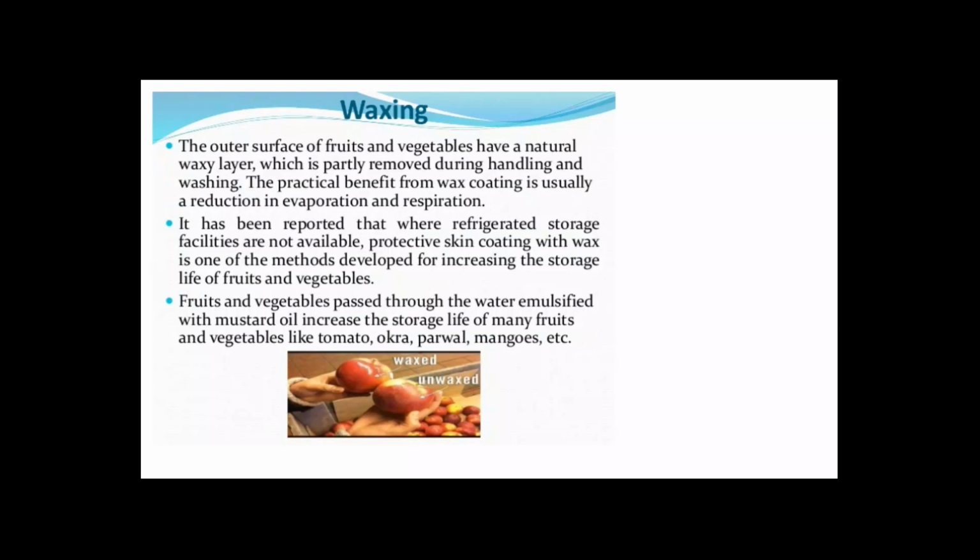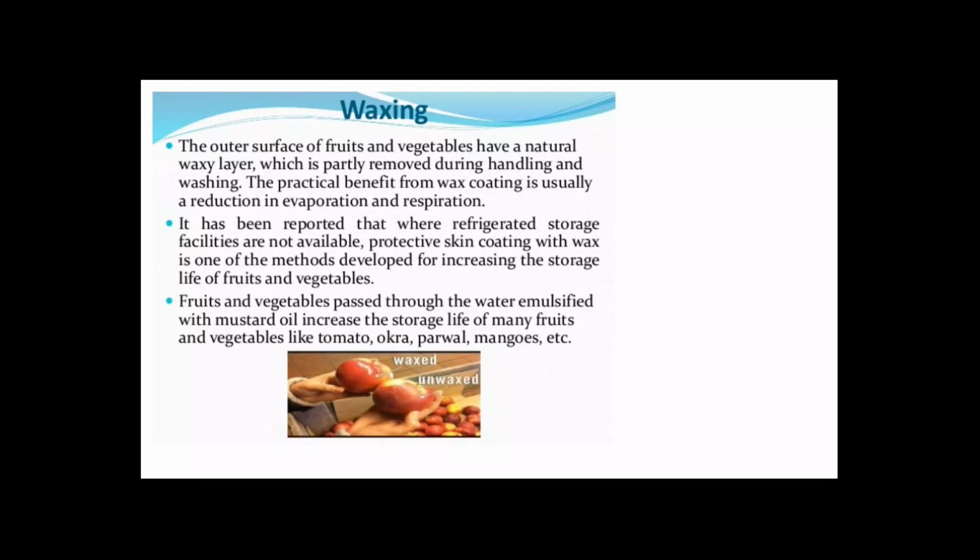It can wax them. The outer surface of fruit and vegetables has a natural waxy layer, which is partially removed during handling. So the practical benefit of wax coating is usually a reduction in evaporation and respiration. So you use it on certain fruit. We can add wax to them. It has been reported that where refrigerated storage facilities are not available, protective skin coating with wax is one of the methods developed for increasing the storage life of fruit and vegetables.